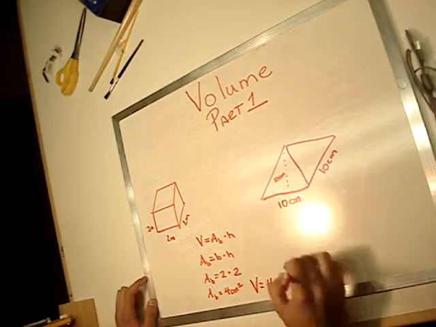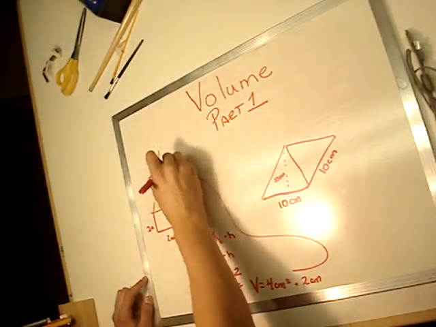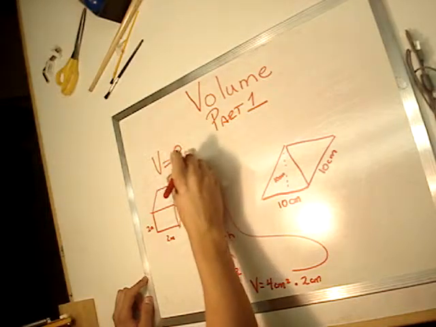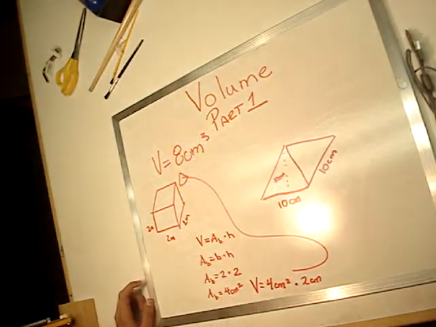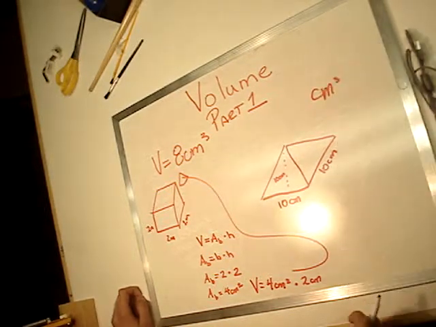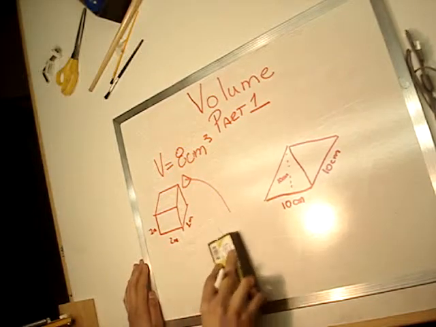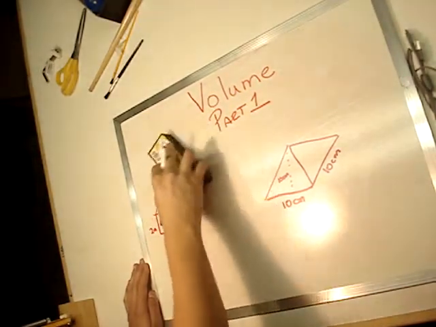I'll write it up here. Volume equals 8 centimeters cubed. Cubed is the little 3 right beside the units, just like that. Okay? So that's volume for cubes and rectangles and all that.